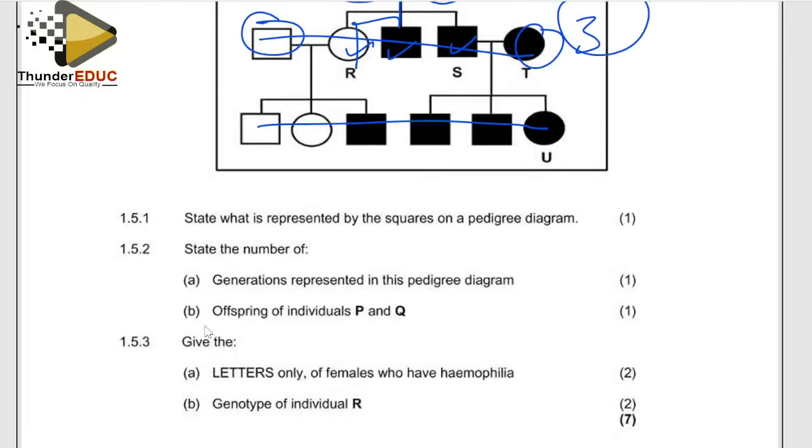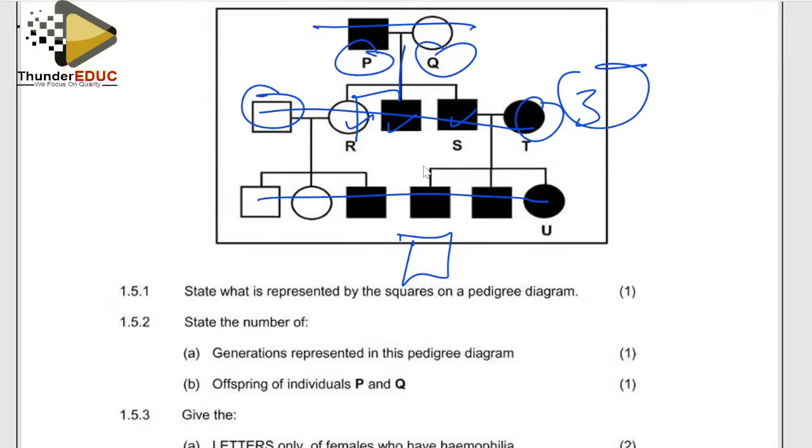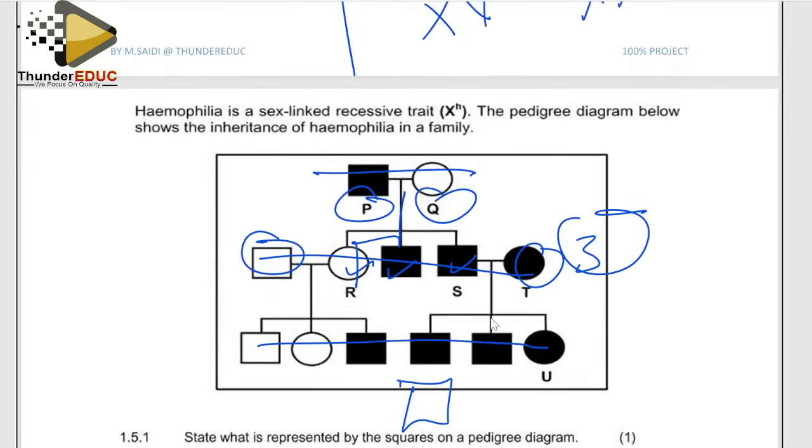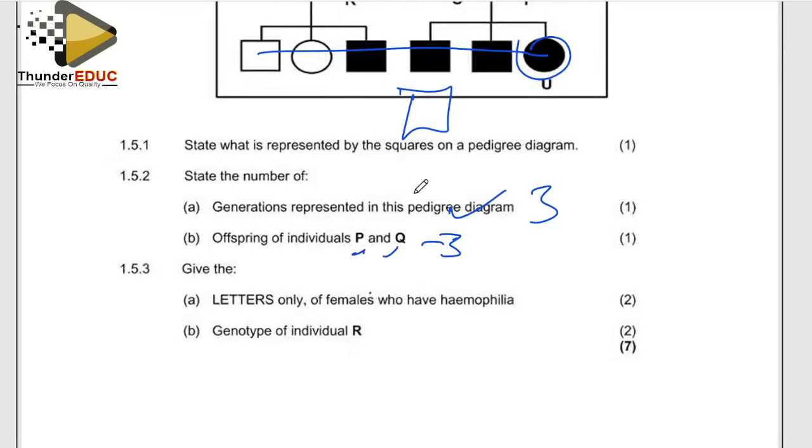Let's find out what is represented by a square. A square means a male. How many generations in the pedigree? We said 3. Offspring of P and Q, there are 3. Give the letter of the female who has hemophilia. Remember, a female is a circle. So it's T and U.